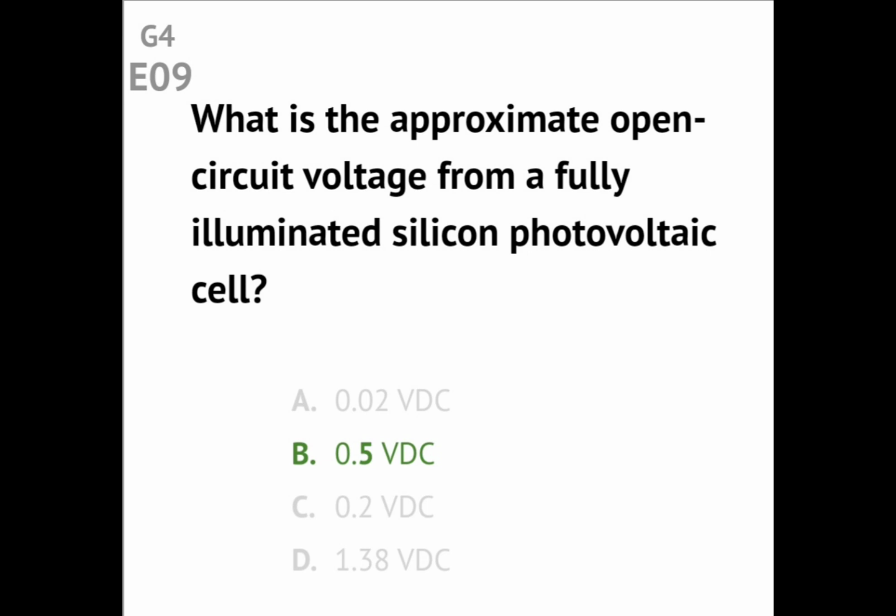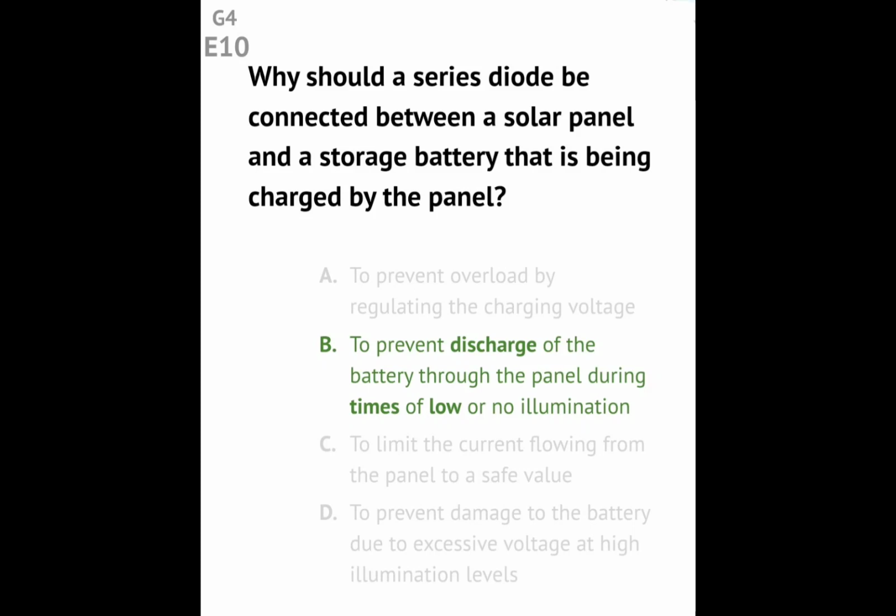Question G4E09. What is the approximate open circuit voltage from a fully illuminated silicon photovoltaic cell? Answer: 0.5 VDC. Question G4E10. Why should a series diode be connected between a solar panel and a storage battery that is being charged by the panel? Answer: to prevent discharge of the battery through the panel during times of low or no illumination.